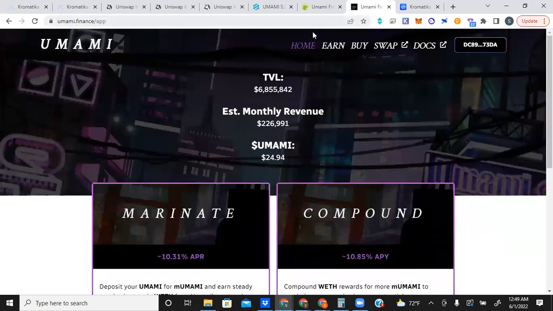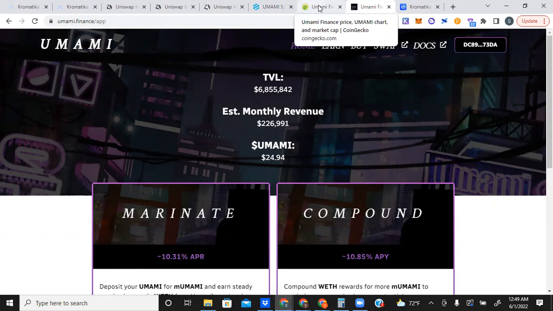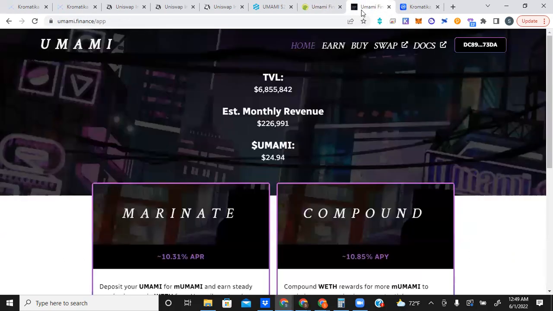So a lot of things are coming to this as well. This is not the end. We still have the dashboard that's going to be giving all the information of how our treasury is performing and what the supply is and all that stuff.